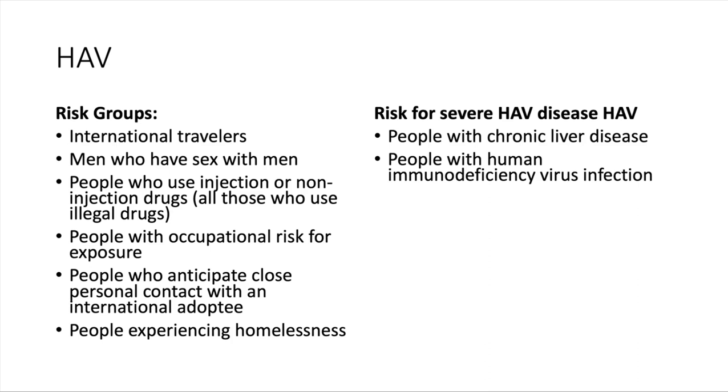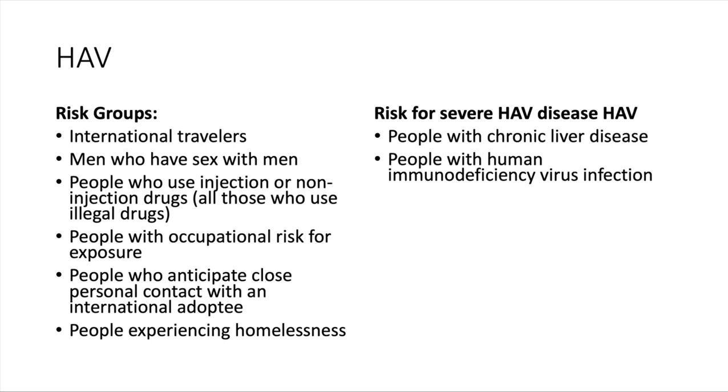Who can get Hep A? International travelers can get Hep A. When you're counseling someone about travel to an endemic area, hepatitis A vaccination, if they haven't had it already, should be part of that conversation. MSM, IV or non-IV drug use. So we could just cross that out and say drug use. People with an occupational risk exposure. People who may have close contact with an international adoptee, someone who's bringing a child from a different country.